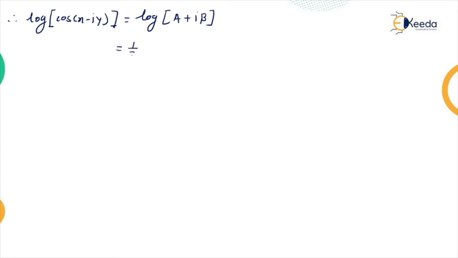So the principal value means this is 1 divided by 2 log of under root a square plus b square, plus i into tan inverse of b divided by a. Okay, so this is the log of cos x minus iy value. For reference, we call this equation number 2.